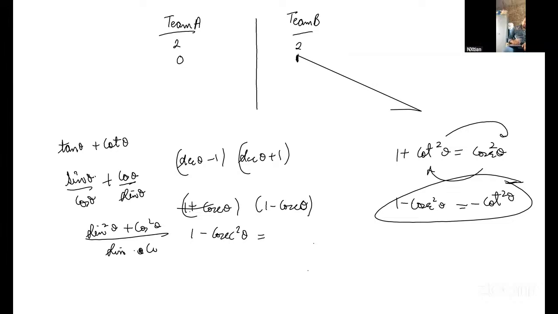So sin square theta plus cos square theta is 1. 1 upon sin theta cos theta. This is the answer.